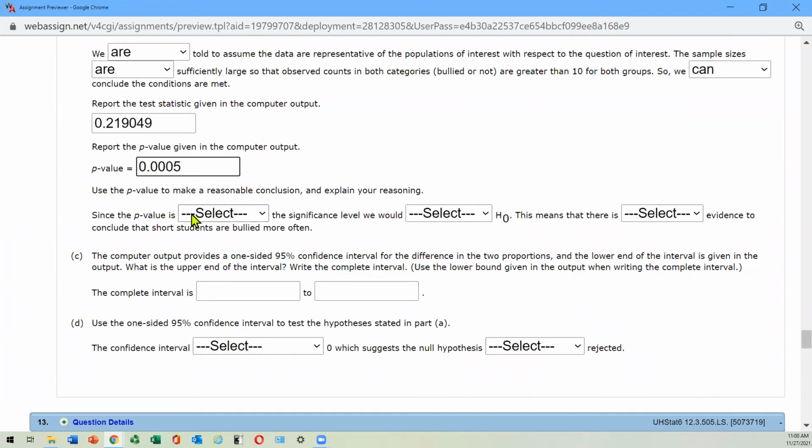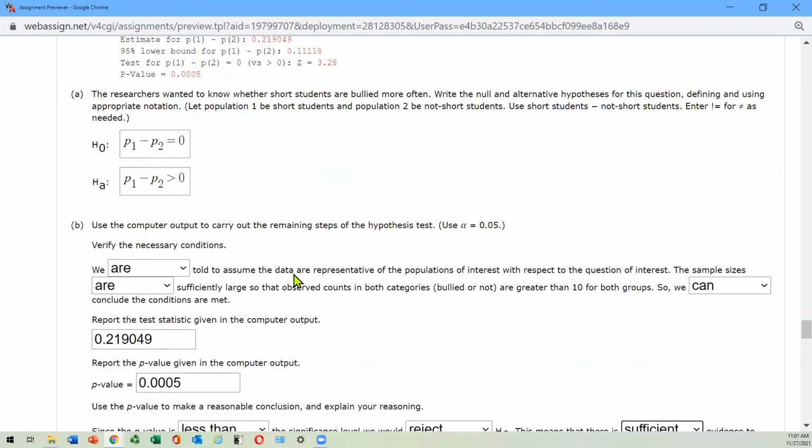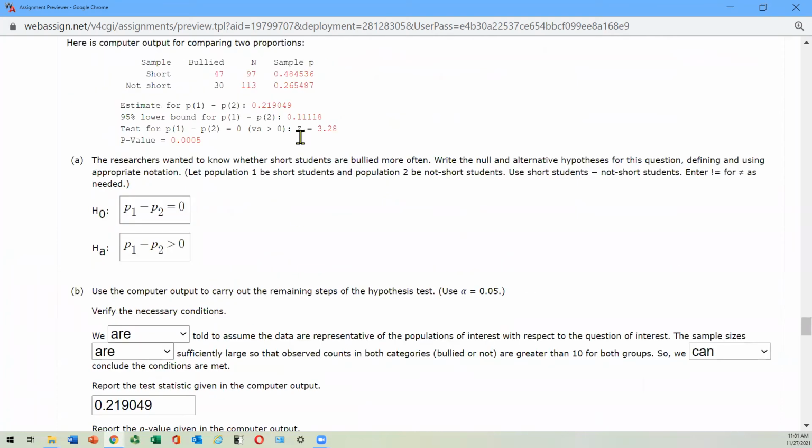I'll do some rounding off here, or do we need to? No. Now, since that p-value is less than the significance level, we reject H0. This means that there is sufficient evidence to conclude that short students are bullied more often. A 95% confidence interval is here, where at least they told us the lower bound.